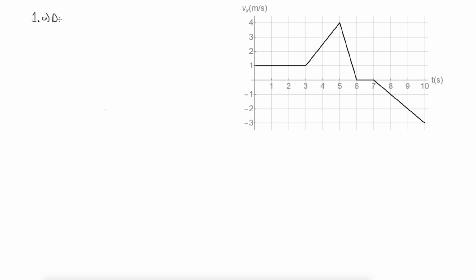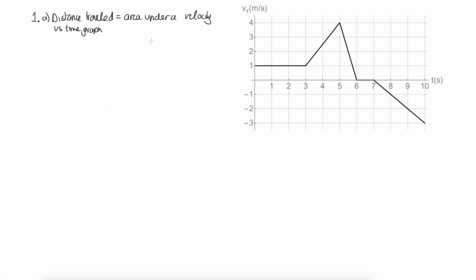So the distance travelled is equal to the area under a velocity versus time graph. So when we're asked to calculate the distance, the area under the curve on top of the zero line counts as positive, as does the area underneath the line.